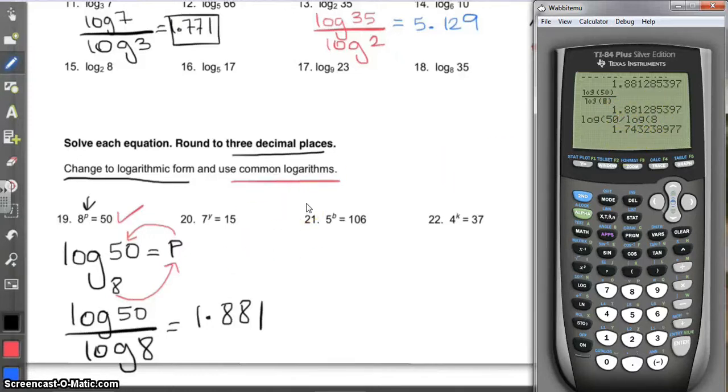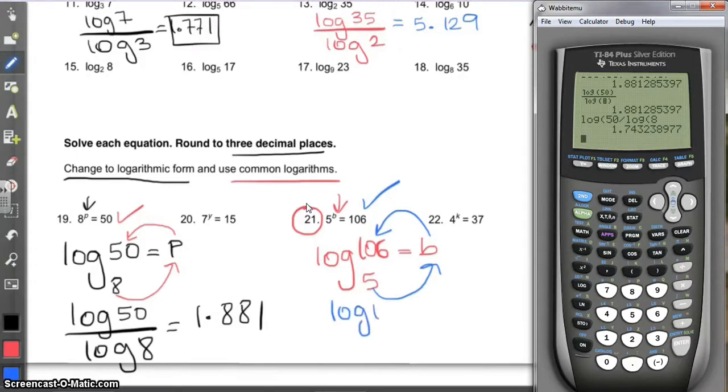I'm going to do one more, which is number 21. If you want to solve an exponential form or you need to find an exponent, you always use the log. So log base 5 of 106 would give you b. To check your answer, 5 to the power b is equal to 106, which is right. So you write log of 106 over log of 5, enter it in the calculator, and you'll see that it will be 2.898.